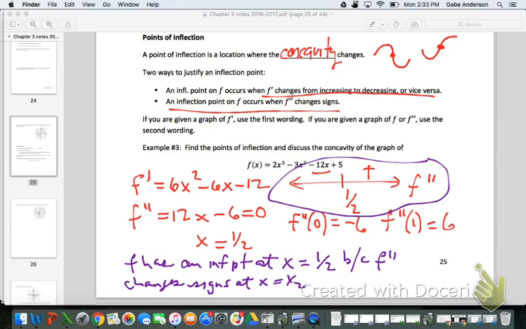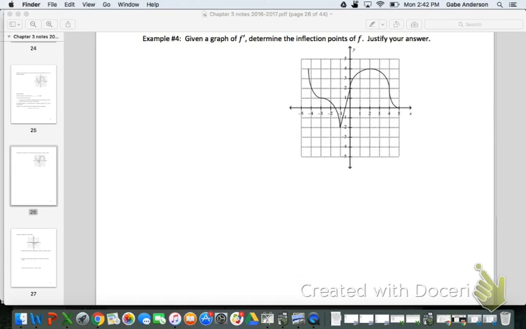Any other follow-up questions? These are all really good. Comments, thoughts, questions? Clarifying thoughts of any kind? Okay. Moving on. Let's notice what we were given here. It says, given a graph of f prime.